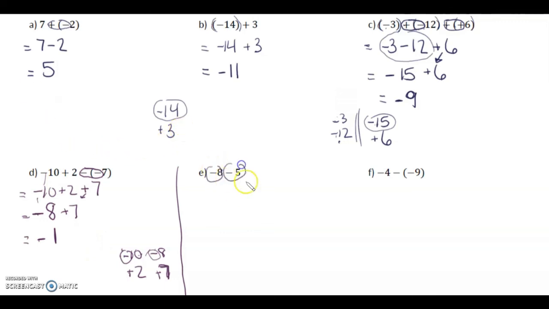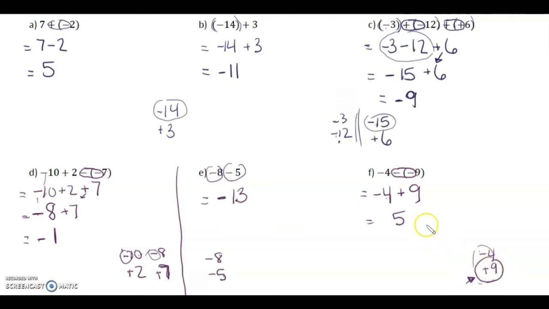Okay, negative 8 minus 5. Both of these are the same sign, so we add these. So 8 plus 5 is 13, and we take the sign, so negative. Okay, and the last one, -4. These two negative signs cancel out to a positive, so -4 plus 9. These are opposite signs, so we subtract these and we get 5, and we take the positive because the positive is on the bigger number, so +5.